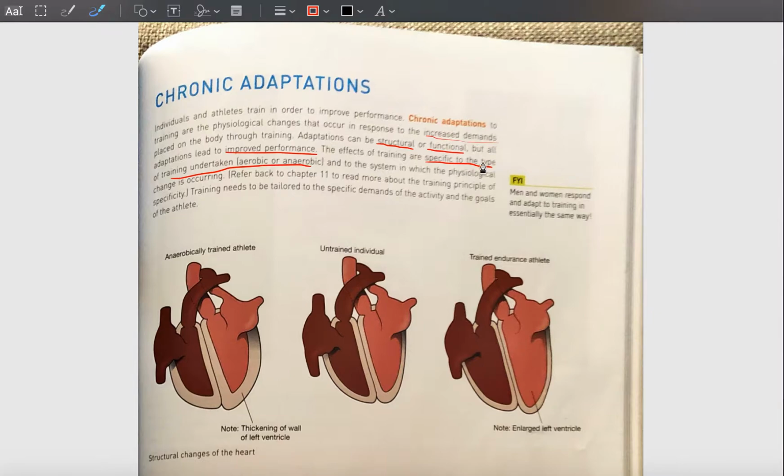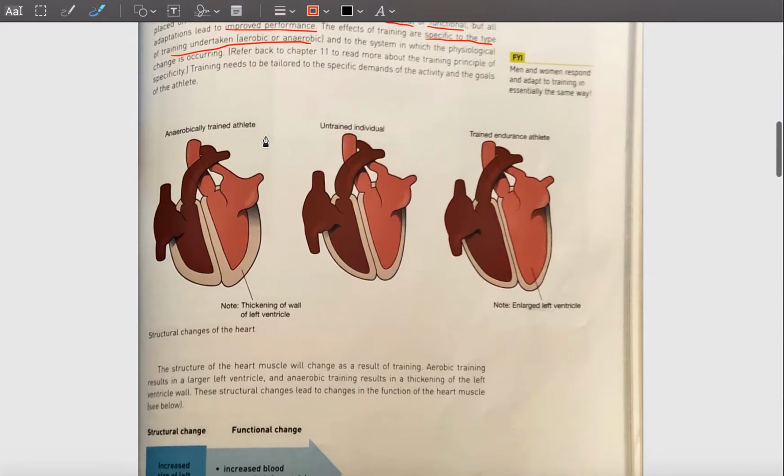And as I said earlier, it is specific to the type of training, whether it be aerobic, anaerobic, or resistance training. Let's have a look here. An anaerobically trained athlete, that means that they're doing sprint, rest, sprint, rest, sprint, rest, will have a thicker wall in their ventricle compared to an untrained athlete. But endurance or aerobically trained athletes will actually have a larger ventricle area. So you can see already that if somebody does sprint, stop, sprint, stop, sprint, stop, their heart becomes stronger.